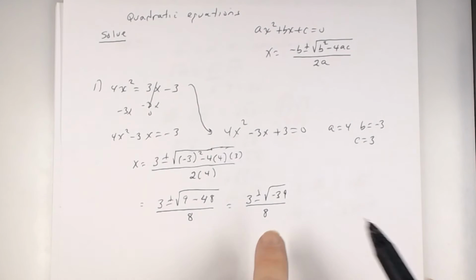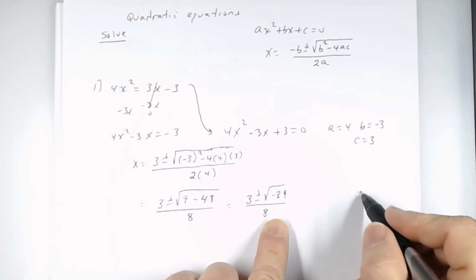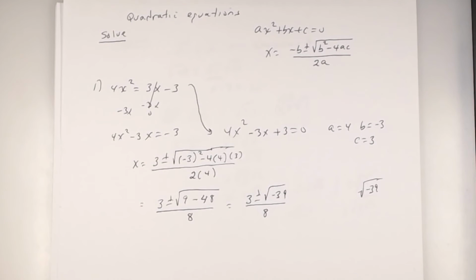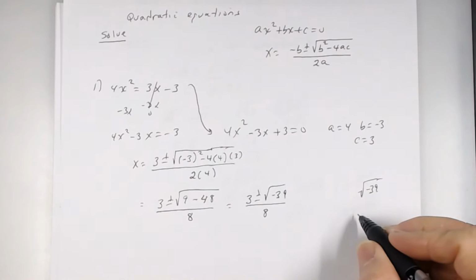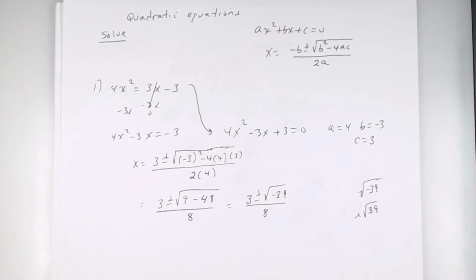What I would do at that point, and you don't have to, is go off to the side and look at the square root of a negative 39, and think about what we just talked about. Well, the square root of a negative 39, I can write as i times what? Not 39, but you have to say what? Square root of 39.